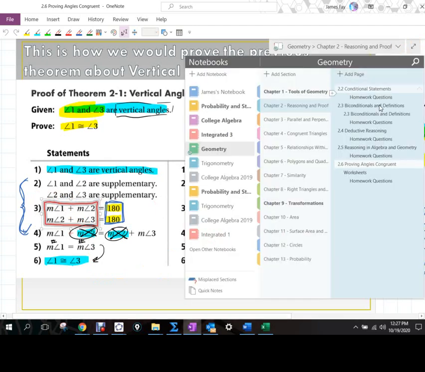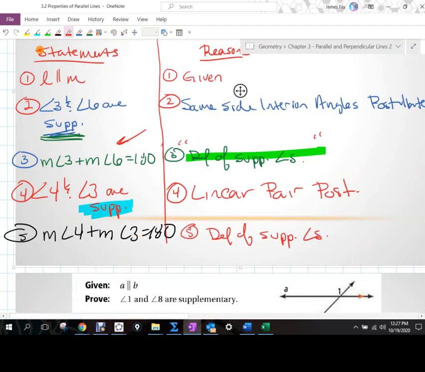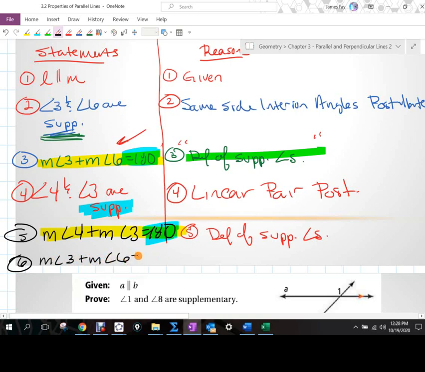So let's go back to what we're working on. Now they're not back to back, but that's fine. Is that right there and that right there, do they both incorporate 180? So if that 180 and that 180 are the same, then the yellow stuff has to be the same. Does that make sense? So measure of angle 3 plus measure of angle 6 equals measure of angle 4 plus the measure of angle 3.